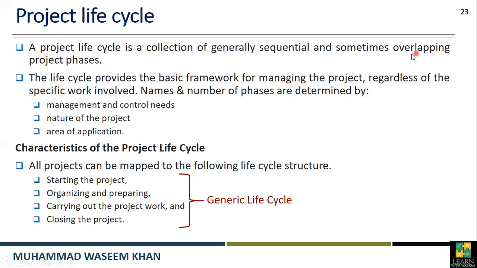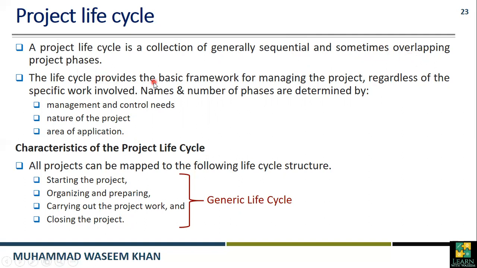And overlapping phases mean that a phase starts without completion of the previous phase. For example, when phase two of the project starts without completing phase one, that means phase one is still running and you have started phase two. So that is called overlapping project phases. So project life cycle is a collection of generally sequential and sometimes overlapping project phases.